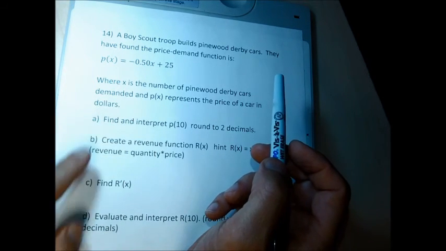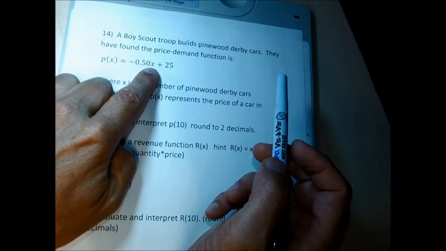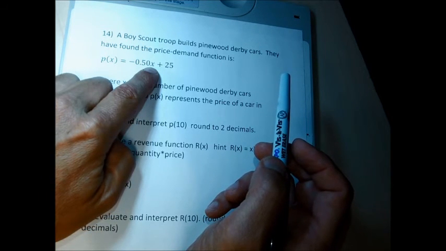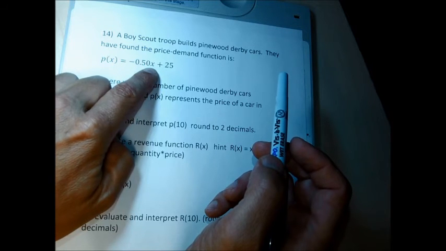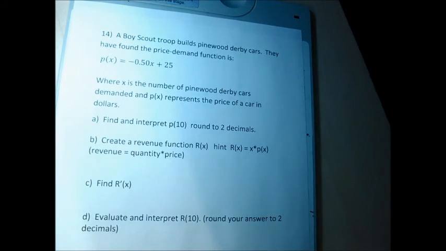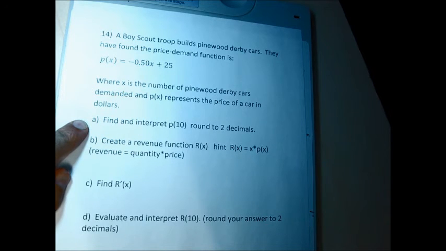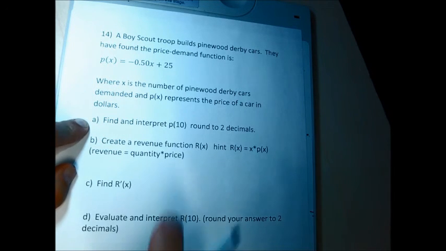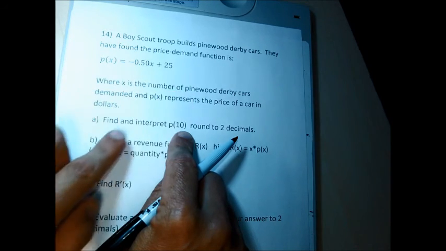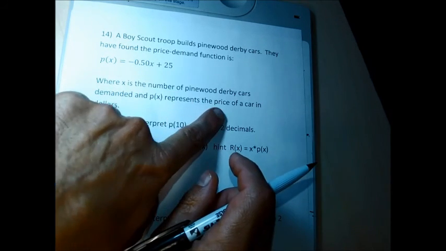So what happens is if I put a number in the equation for x, that's how many Pinewood Derby cars I'm going to sell at that price. The algebra is going to produce the price that I need to charge to sell that many Pinewood Derby cars. And the first part of this says evaluate and interpret P of 10. The 10 stands for x. It's the number of Pinewood Derby cars. The P of 10 represents the price.